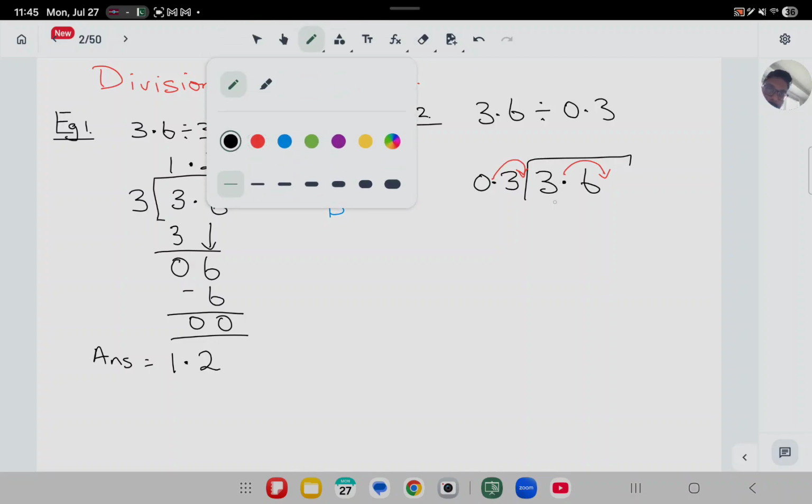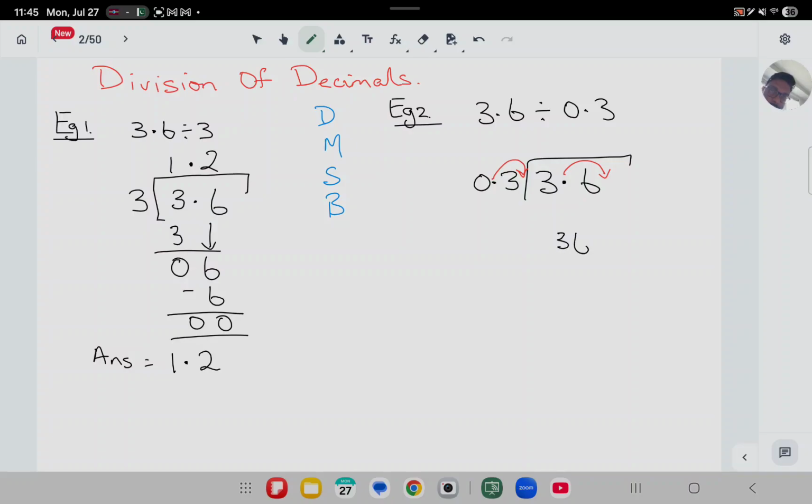So we got two new numbers here. Now we have 36 divided by 3. And again, we use our long division method. So we say 3 divided by 3 is 1. 1 multiplied by 3 is 3. 3 take away 3 is 0. Bring down. Now we have 6. 3 can go into 6 2 times. 2 multiplied by 3 is 6. 6 take away 6 is 0. So our answer here would be 12.